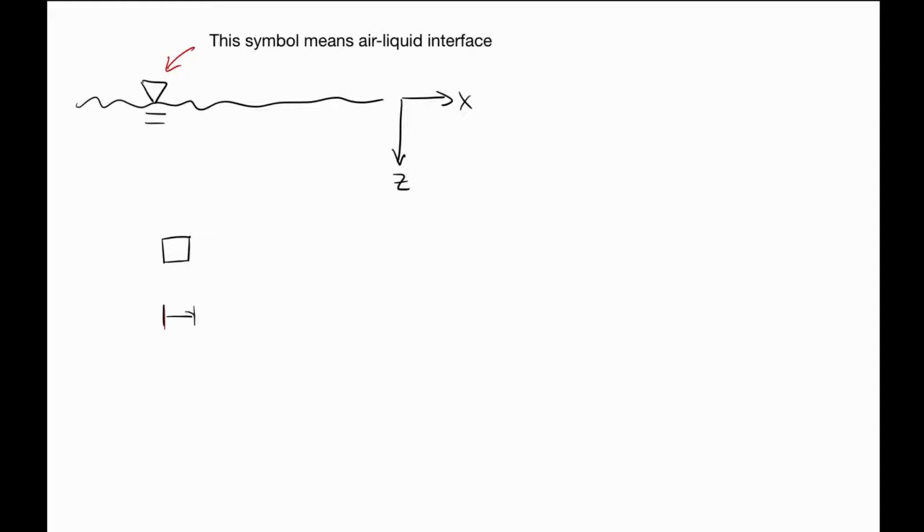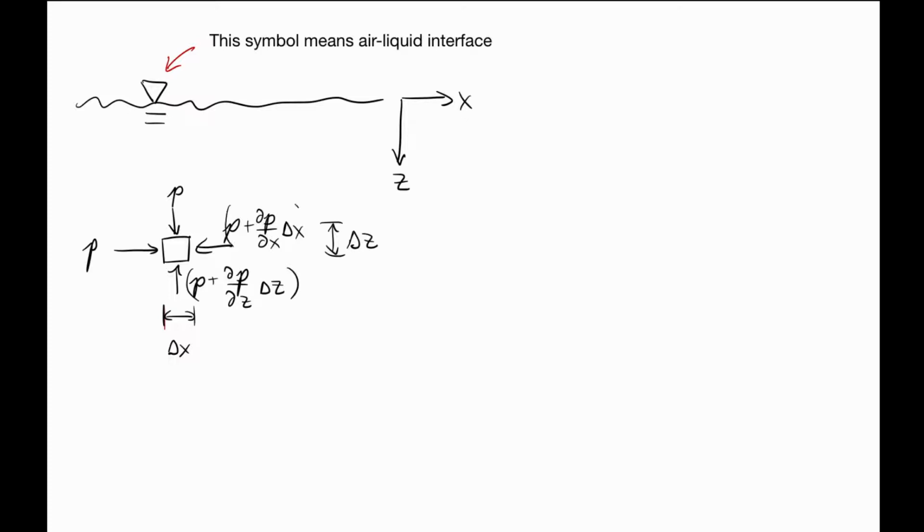And I'll try and draw some pressures that are acting on the outside of that element. I'll define the one happening at x and z to be just p, and then if I go a distance delta z down, that'll make it p plus dp/dz times delta z. That's just a Taylor expansion. I can do the same Taylor expansion in the x direction. So I start with p on the left-hand side, and then when I go a distance delta x, it increases to p plus dp/dx times delta x.